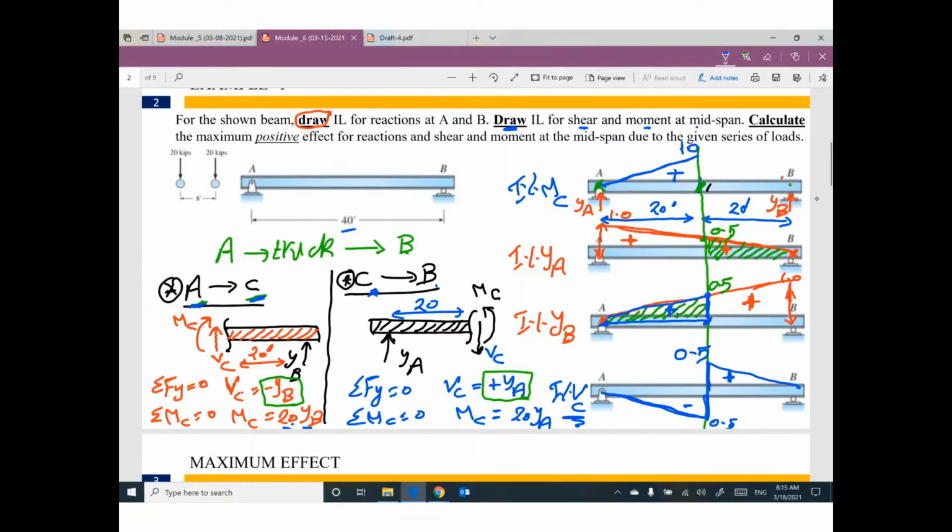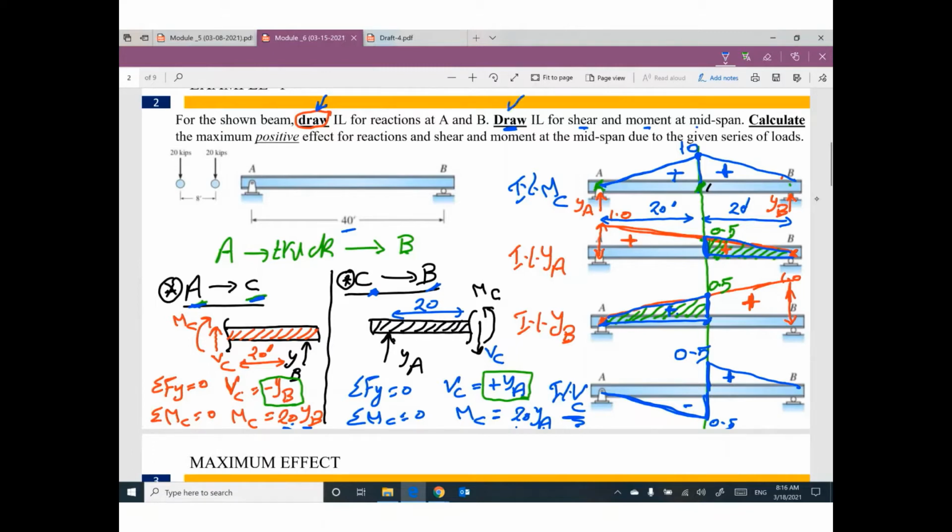From C to B, we are looking for YA times 20. Here is YA from C to B. Multiply this triangle by 20, you will have another triangle here, and this value will be 10 also, positive. Okay, we are done with the first part, which is influence line for reactions.